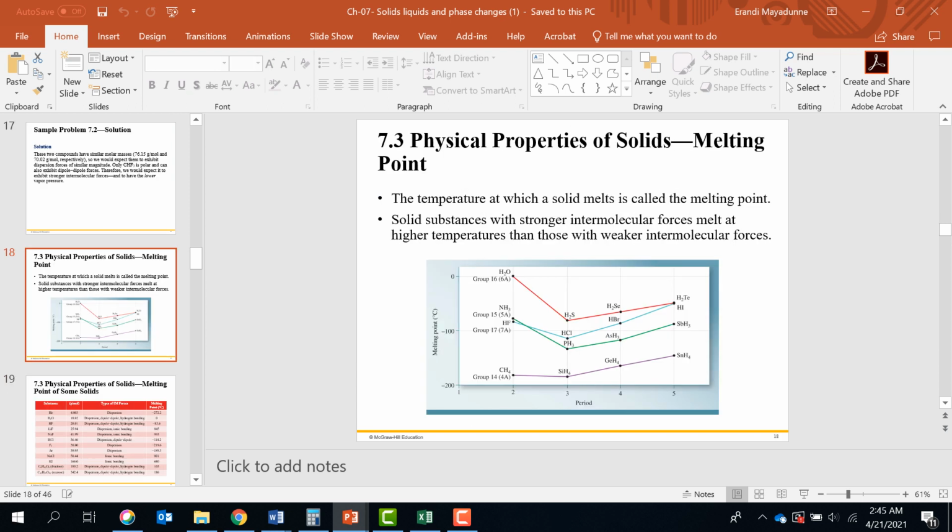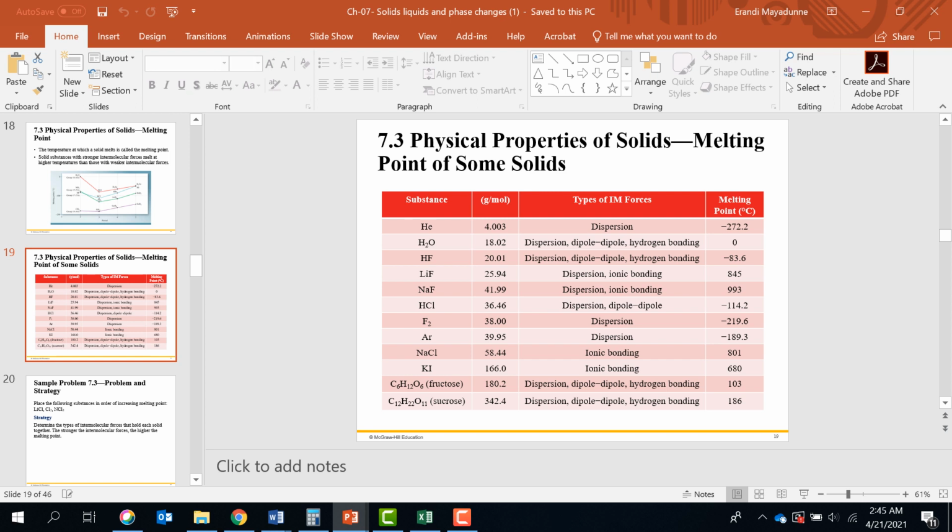Then we talk about another physical property, the melting point. Usually solids, depending on the intermolecular force, melt at the melting point. When there are ionic bonds, ionic solids have higher melting points because you need to break the ionic bonding. That's not like dispersion forces, dipole-dipole interaction, or hydrogen bonding. They're weak because they're intermolecular forces, but ionic bonding is strong.